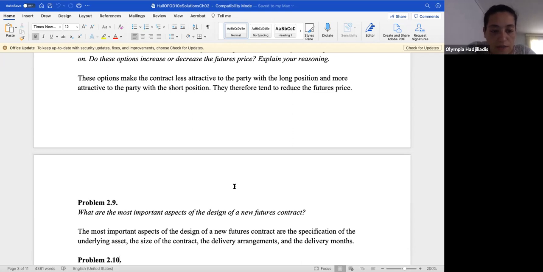The question is, what are the most important aspects of the design of a new futures contract? The most important aspects of the design of a new futures contract are the specification of the underlying asset, the size of the contract, the delivery arrangements, and the delivery months.